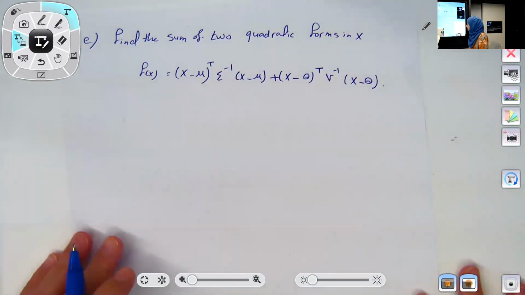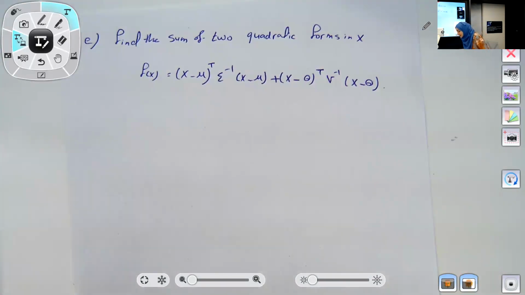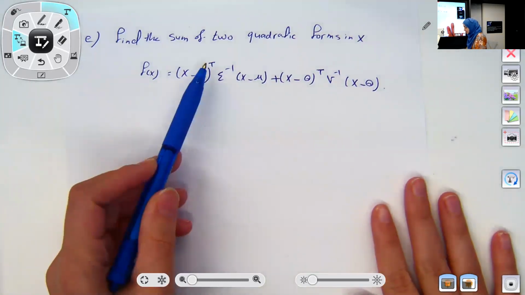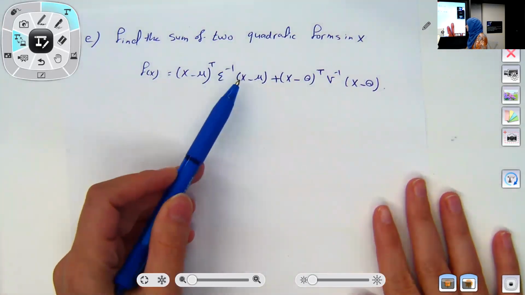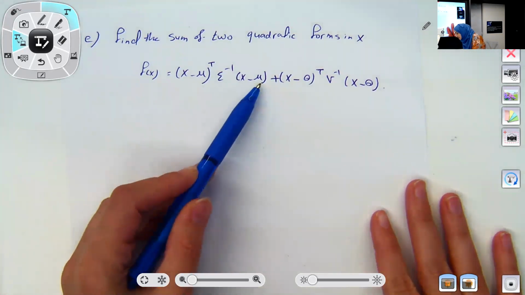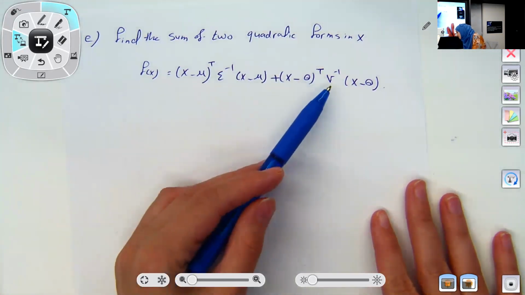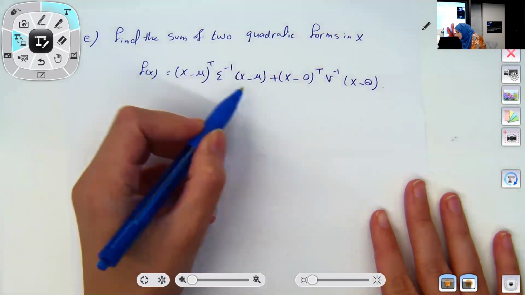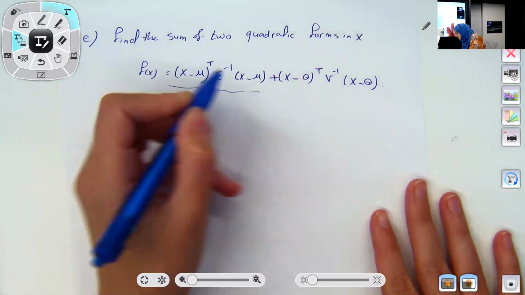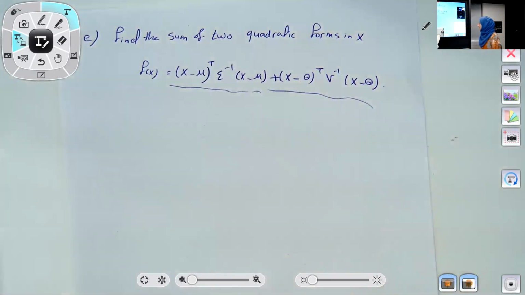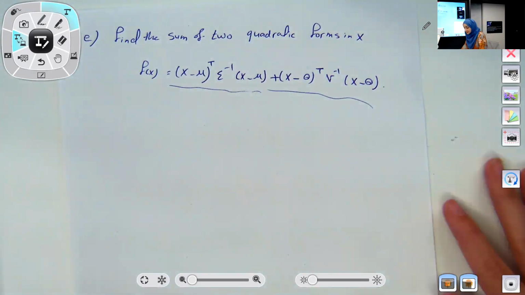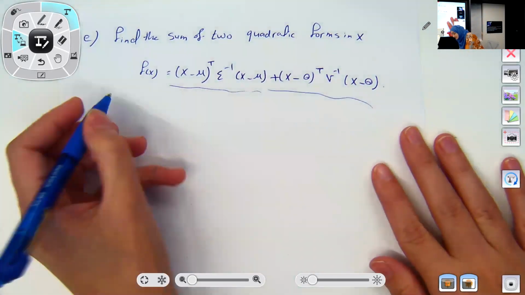Yeah, now we need to move to part E. In part E, they ask, find the sum of two quadratic forms. We have f of x equal (x minus mu) transpose multiplied with sigma inverse, multiplied with (x minus mu), plus (x minus theta) transpose times V inverse times (x minus theta). So we need to expand the first part and the second part, then add them together. Let's try to expand the first part.